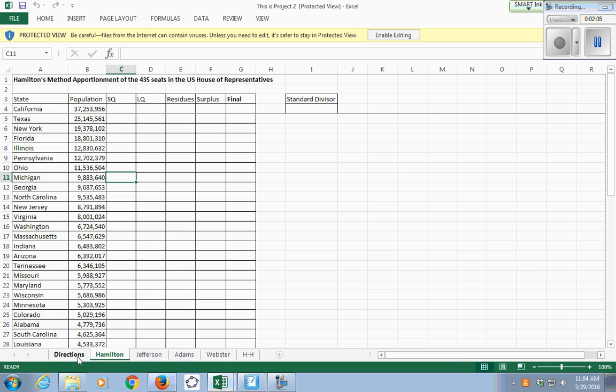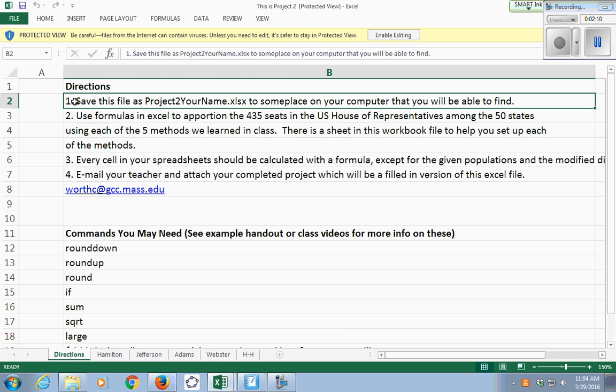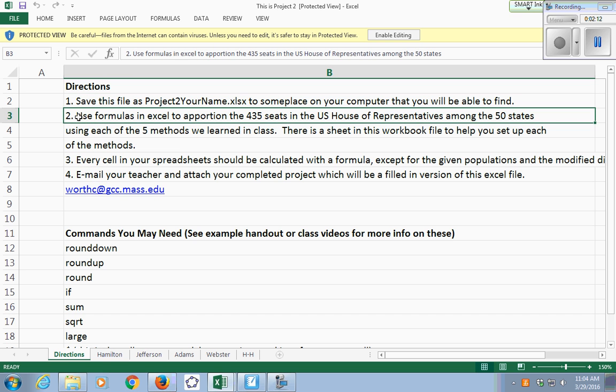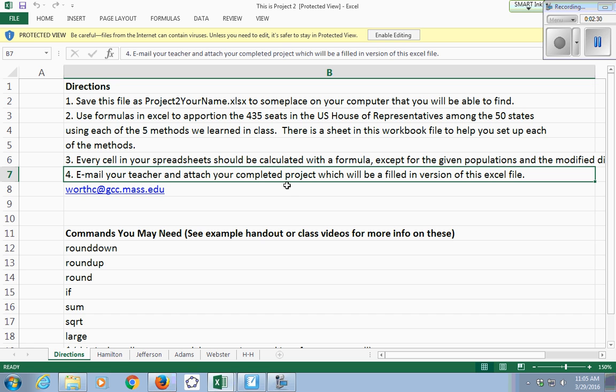So this is submitted via email. That's part of the directions. Save the file on your computer and then use formulas to apportion the 435 seats among the 50 states using each of the 5 methods. Every cell in your spreadsheet needs to be calculated with a formula, except for the given populations and the modified divisors. And then you email me your completed project. Attach your completed project. So there's no paper for this project at all. Paperless project.